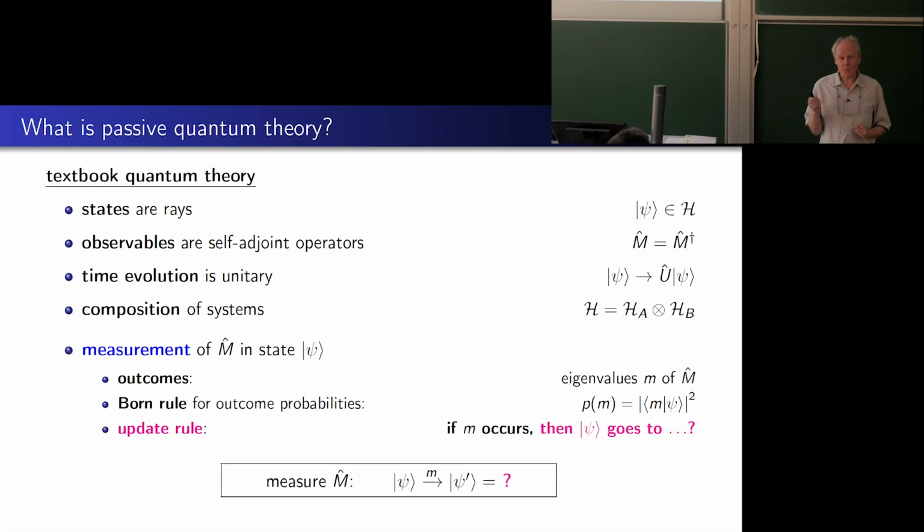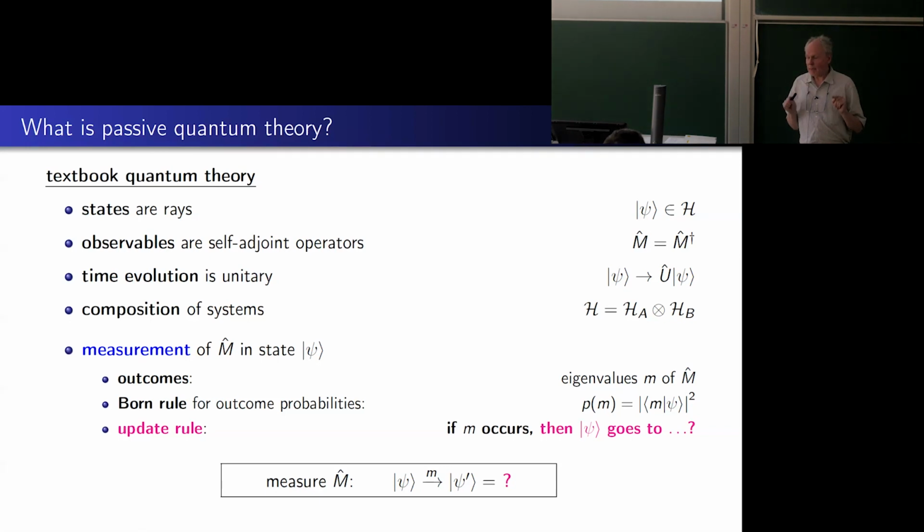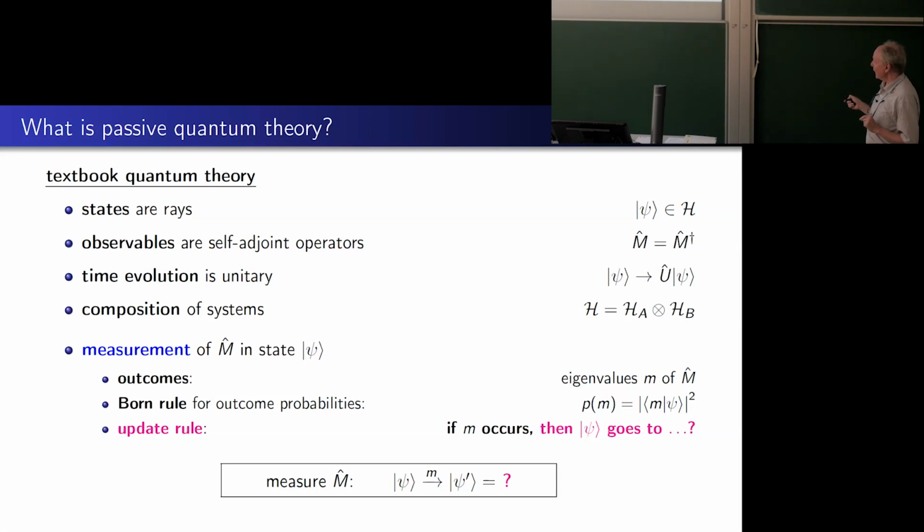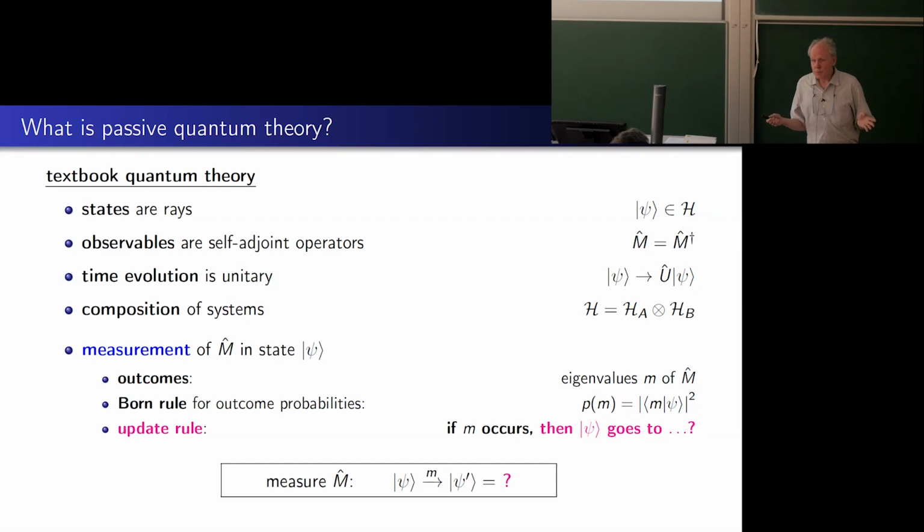But there's one last thing I'm able to change on this slide in order to get away from quantum mechanics, and that's the update rule. So I'm going to touch the update rule and modify it. Originally, we had if m occurs, then psi goes to the eigenstate of the measured observable.